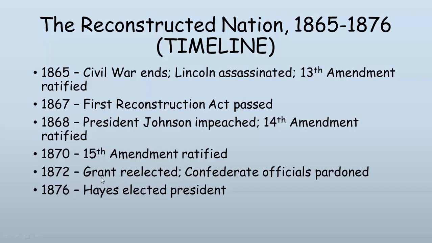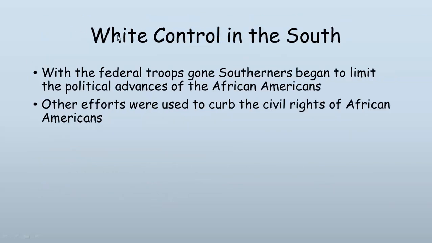In 1872, Ulysses S. Grant is reelected. He pardons Confederate officials. We're getting towards the end of Reconstruction. And then obviously in 1876, when Hayes becomes president, it is the official end of Reconstruction. So just a few more to go here. We'll get to the end.